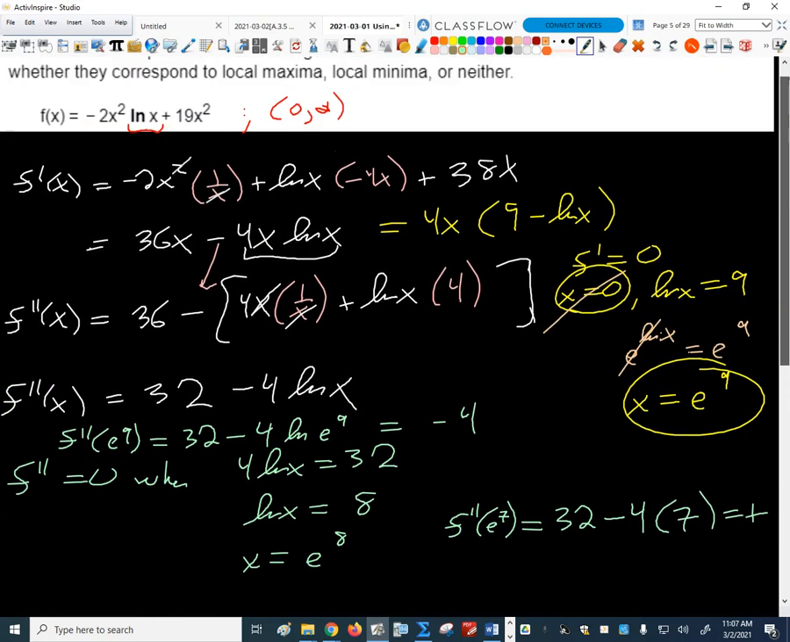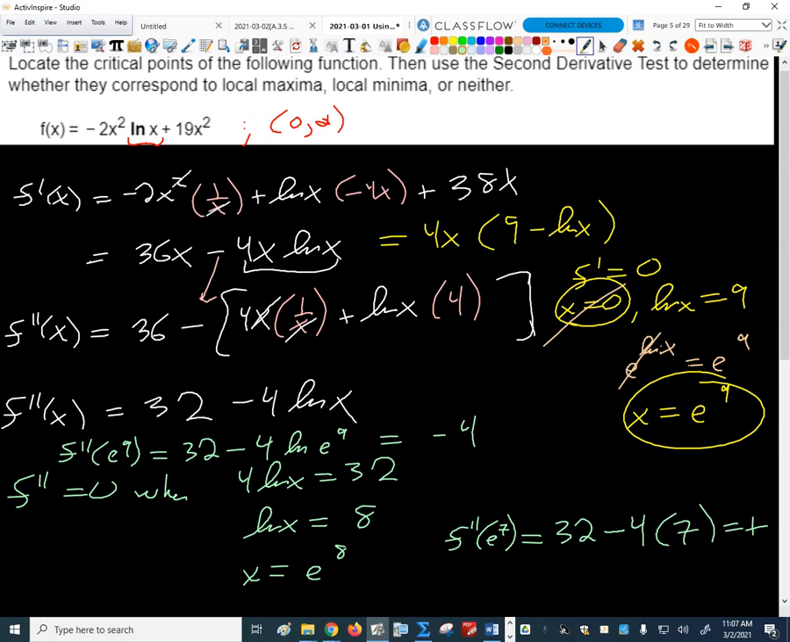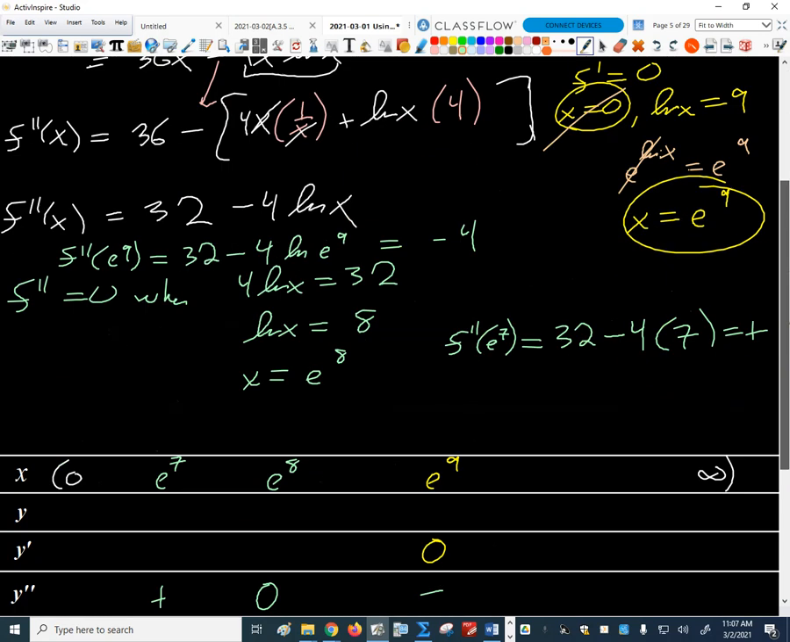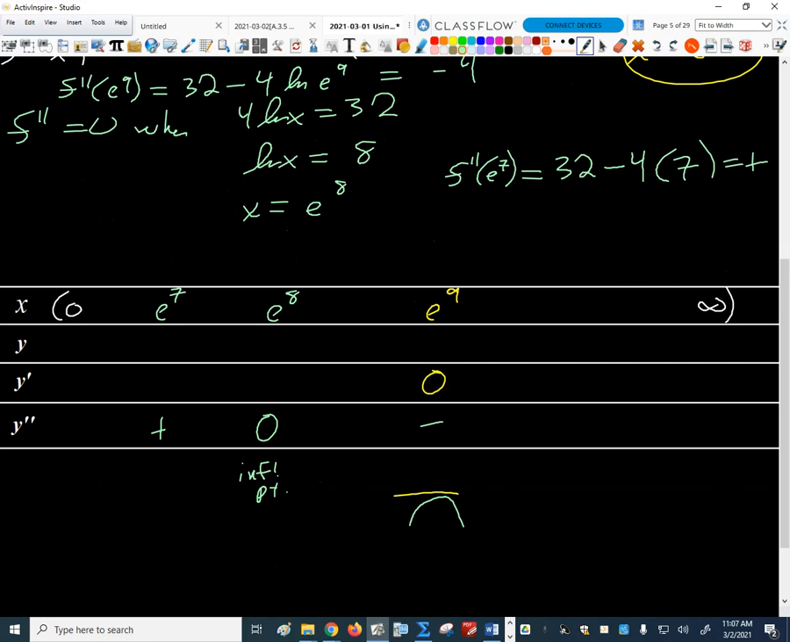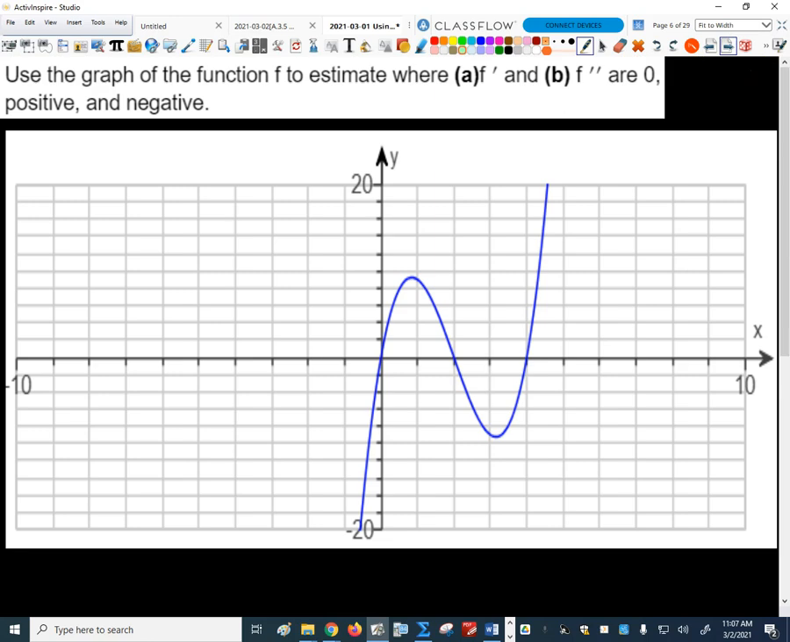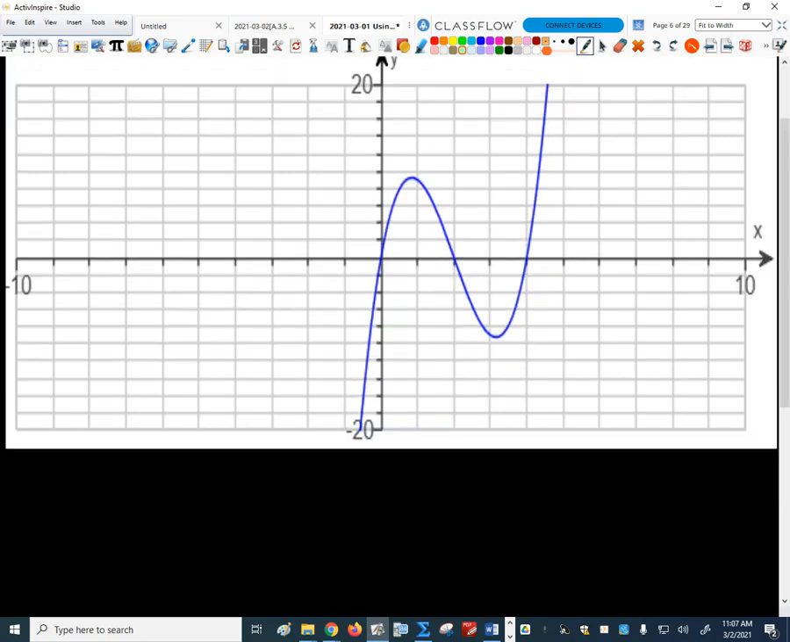Is there anything else we could do here? Not really. It looks like we have all we need to graph this thing then. So we're concave up on this interval from 0 to e to the 8th. We're concave down on the other interval, and we have a maximum there. And so then, does it make sense that that's what we're looking at, isn't it? Right?